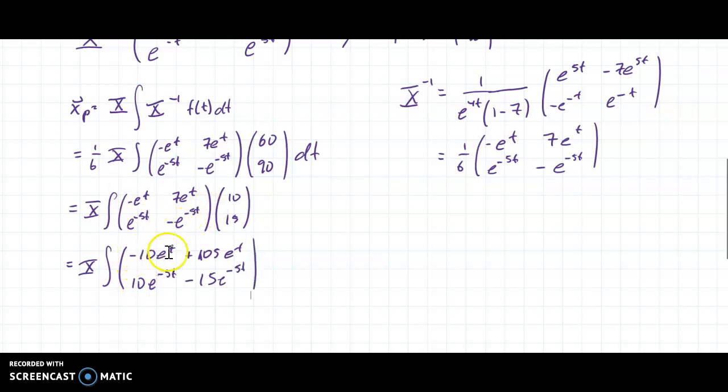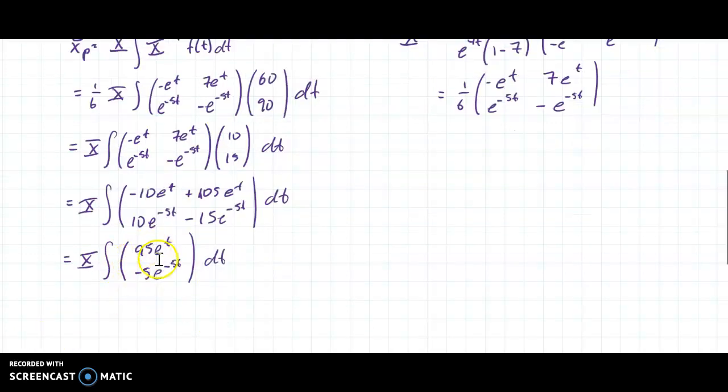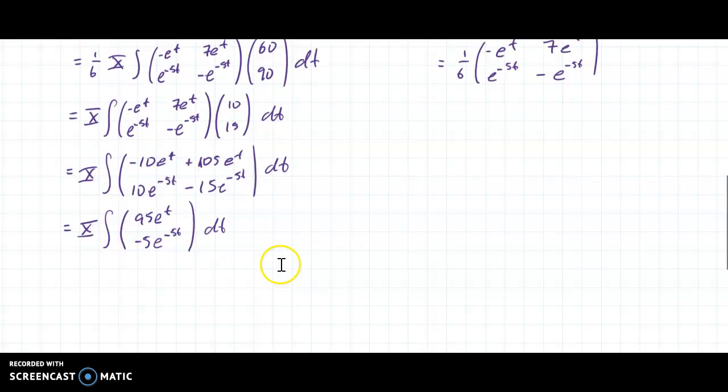And this is convenient here because look, e to the t, e to the t, e to the negative 5t, e to the negative 5t, I can combine like terms. So I'll just do minus 10 in the 105 and 10 minus 15. So we get these right here. Now we need to integrate that.